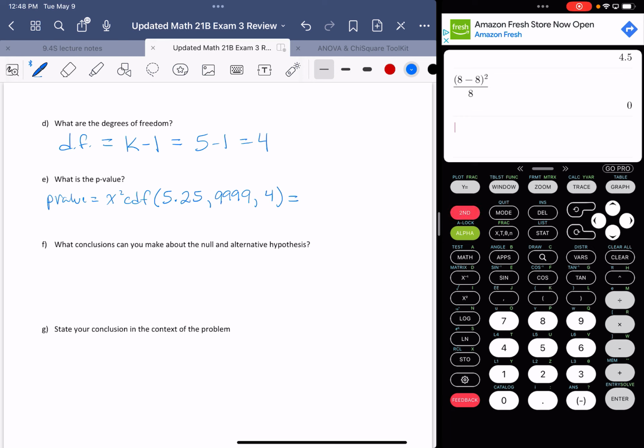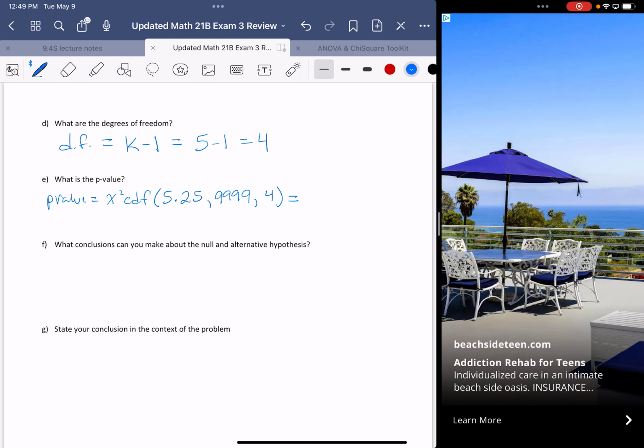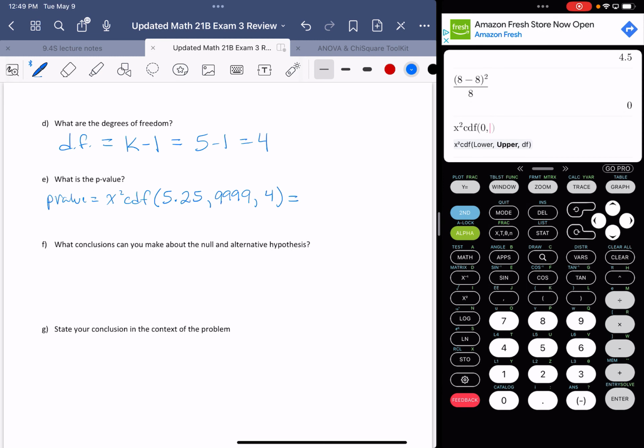So, do that in our calculators. Oops, I went too far. Oh, let me start over. So I went to second distribution, go up to chi-squared CDF. Oh, there's a commercial on my screen. There it is. Okay, it's gone.